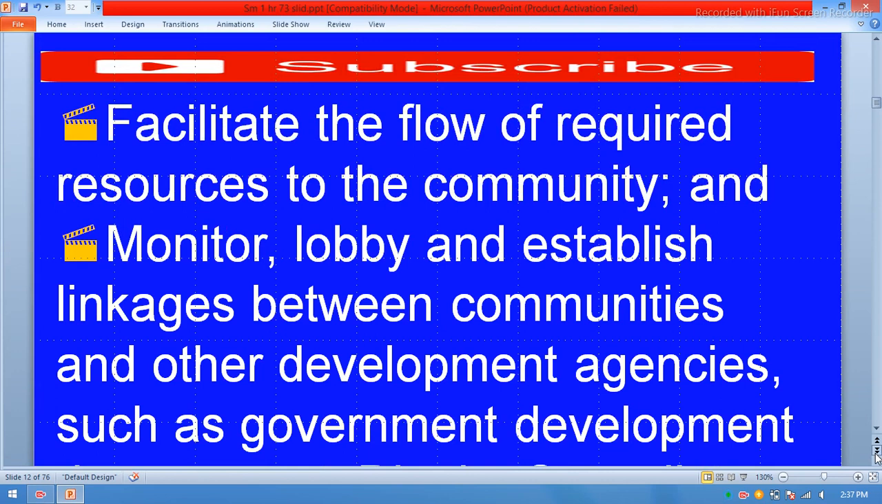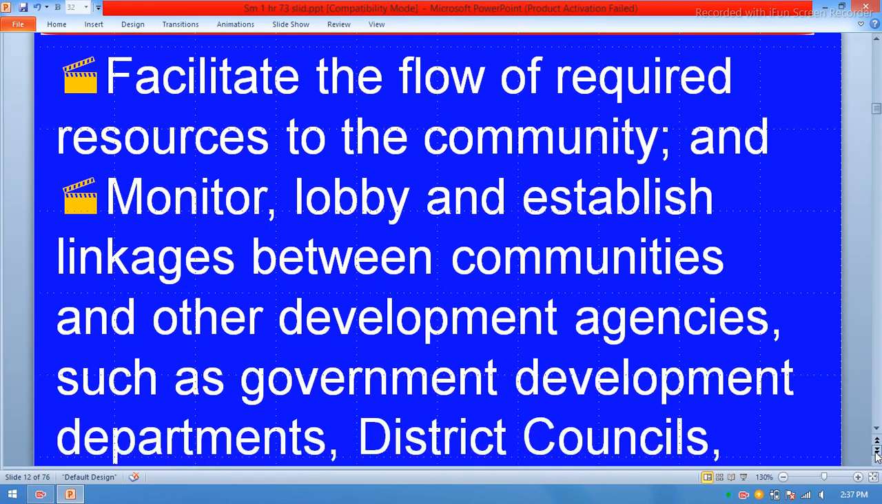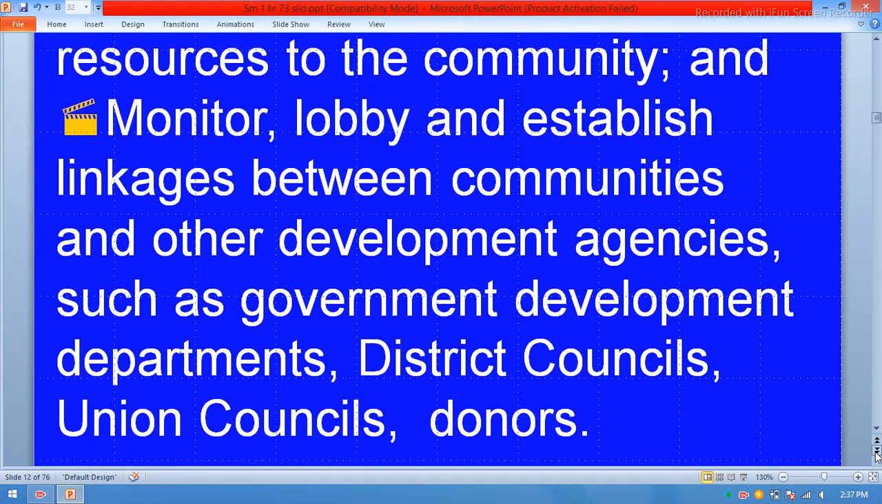Facilitate the flow of required resources to the community and monitor, lobby, and establish linkage between communities and other development agencies such as government departments, district councils, union councils, donors.